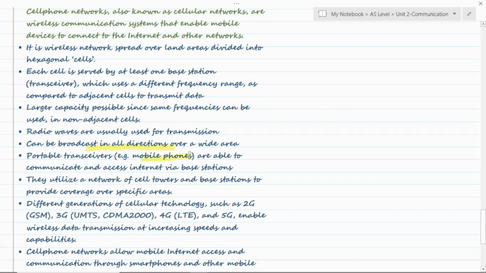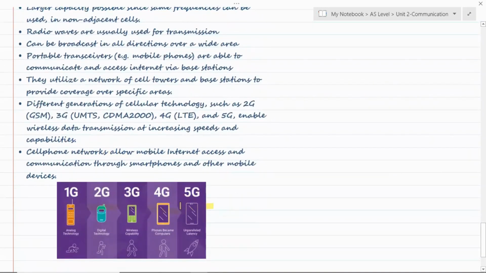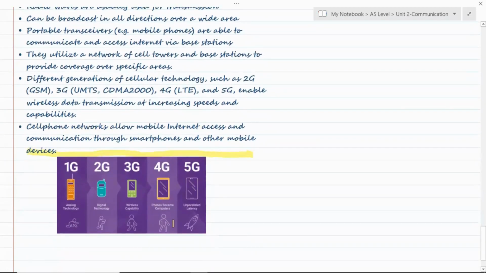Portable transceivers, for example mobile phones, are able to communicate and access the internet via base stations, and they utilize a network of cell towers and base stations to provide coverage over specific areas, right? We all are using mobile phones. We know that we connect to the cell phone towers and base stations in order to communicate with other people, right? There are different generations of cellular technology, like 1G, 2G, 3G, 4G, and now 5G is also there, right? Cell phone networks allow mobile internet access and communication through smartphones and other mobile devices.